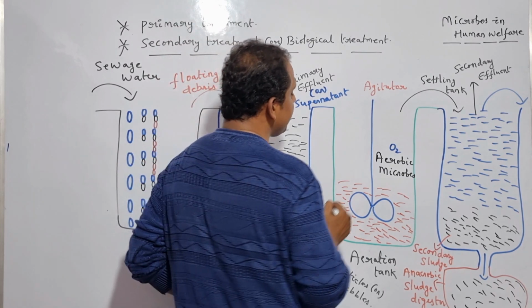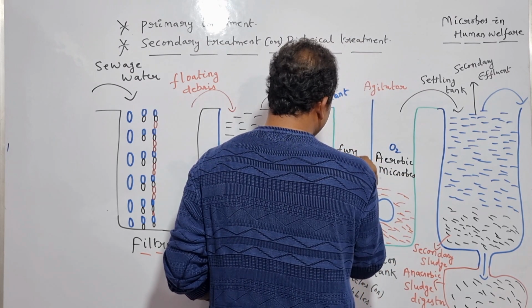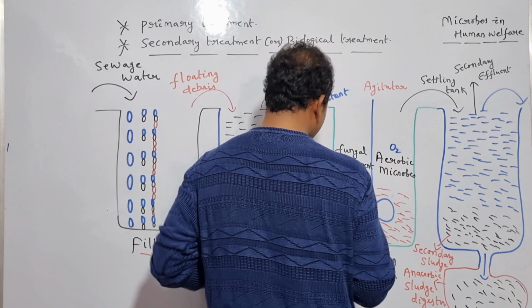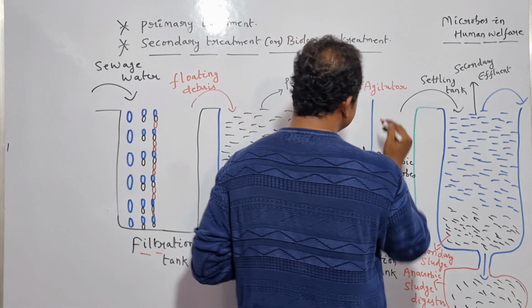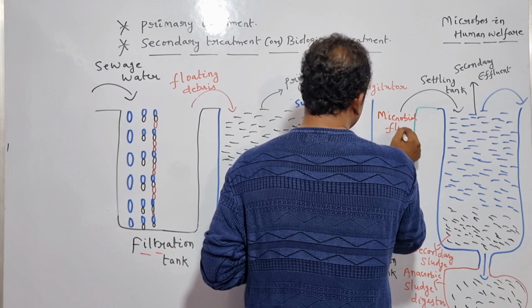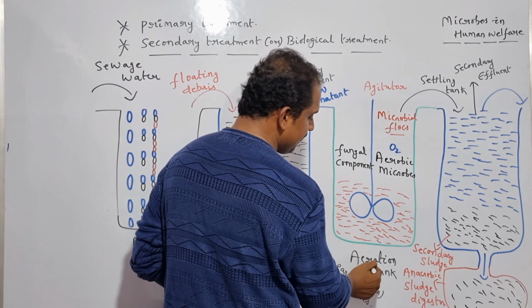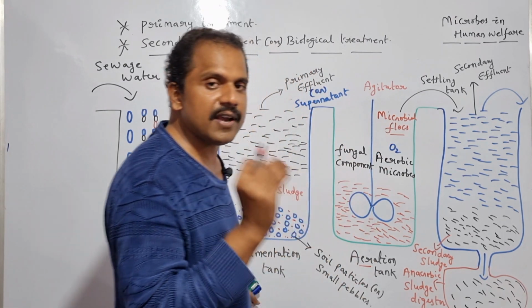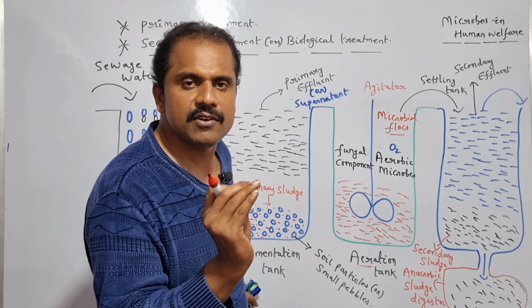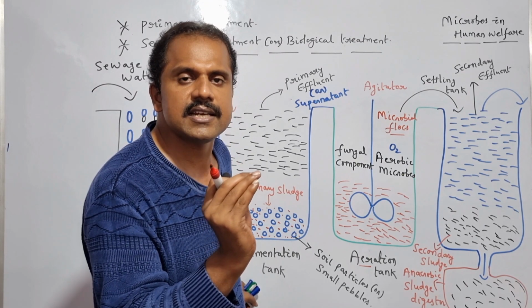Is it clear? So let me write it here. Aerobic microbes in association with fungal components of the sewage water lead to the formation of microbial flocks. Now the microbial flocks we successfully produce in the aeration tank are responsible for regulating the oxidation of organic matter. Is it clear? The microbial flocks produced in the aeration tank are responsible for regulating the oxidation of organic matter.